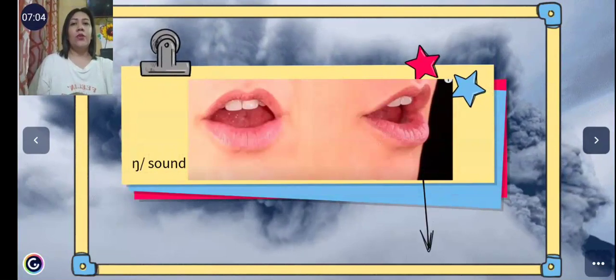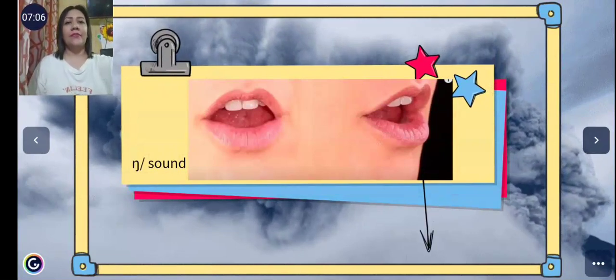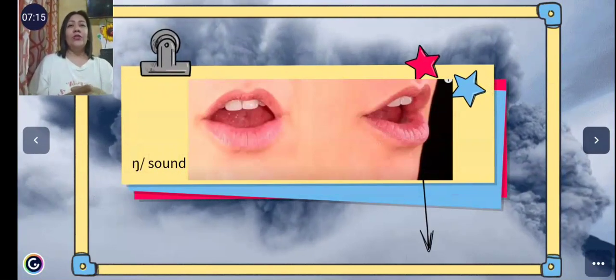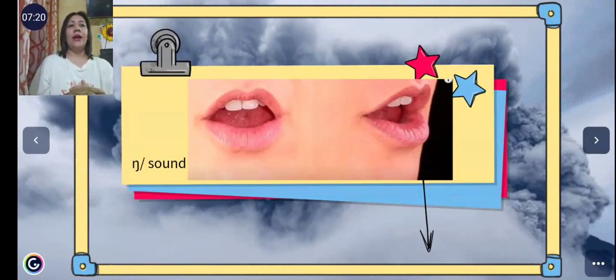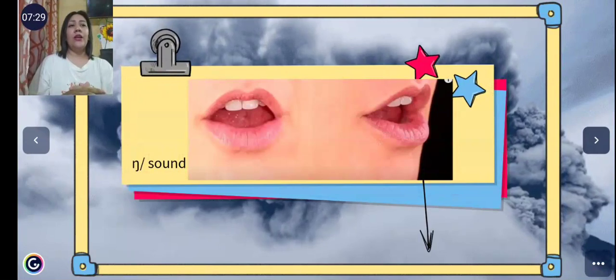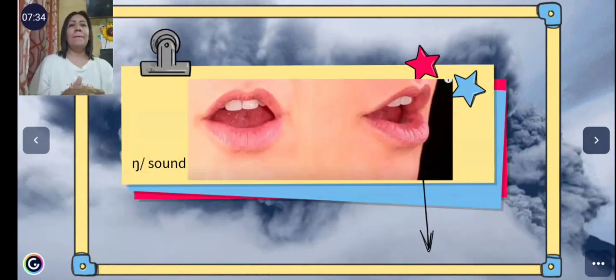Now let's continue with our third nasal sound. As you can see in the picture, to make this sound, we should drop our jaw a little bit and then raise the back of our tongue in order to touch and press against the roof of our mouth, or soft palate. So this action stops the air through our mouth and lets the air through the nose, making the sound.